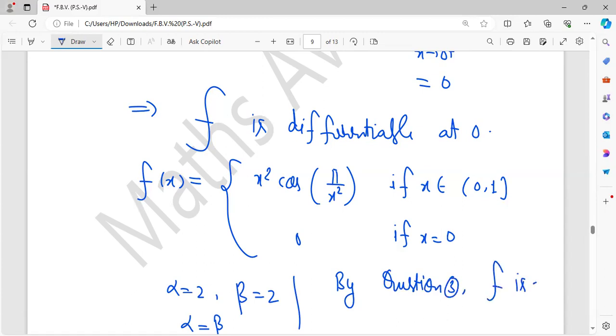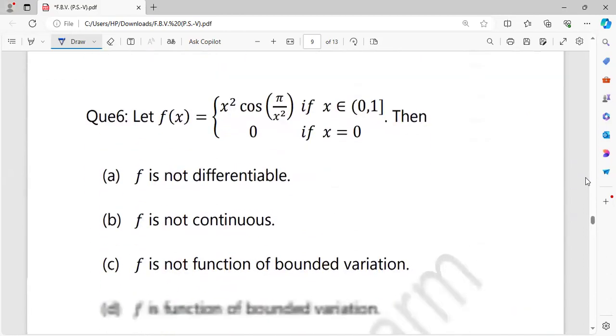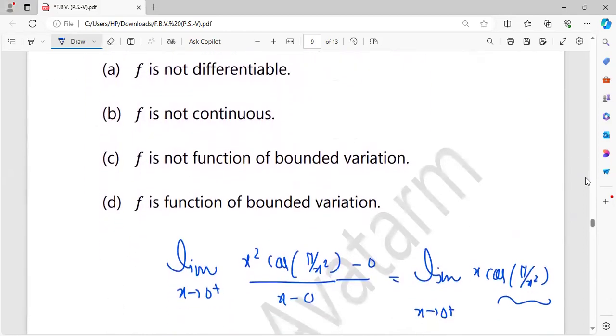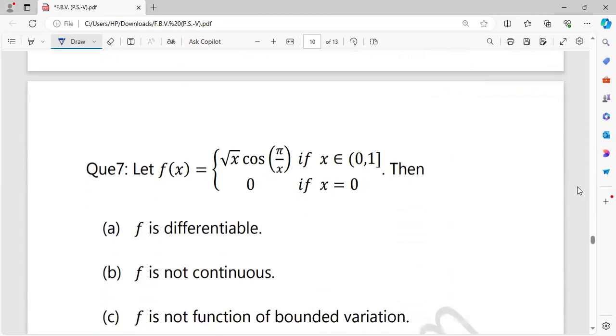f is not a function of bounded variation. Okay. So which option is correct? f is not a function of bounded variation.